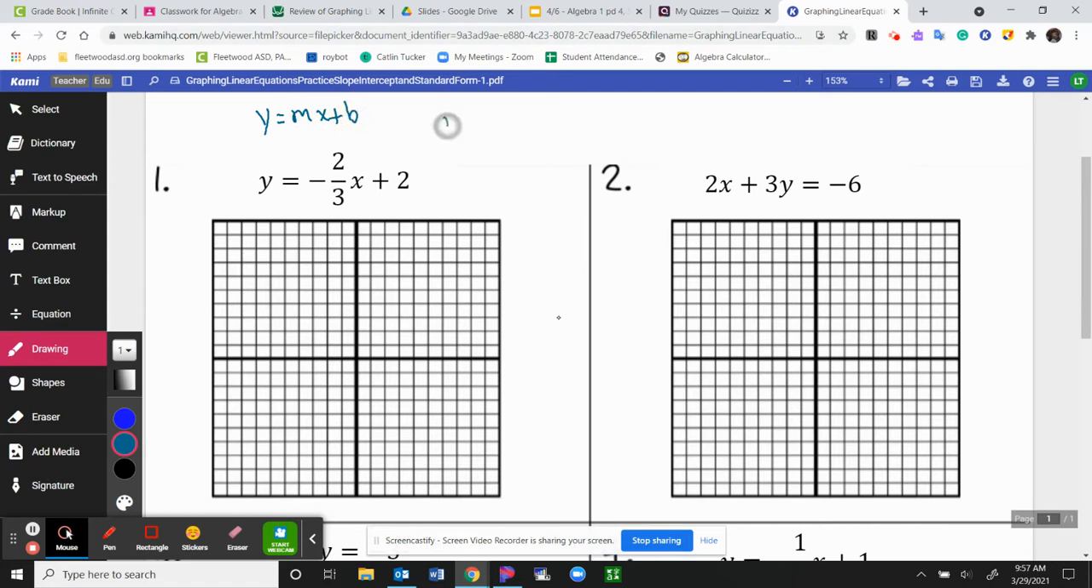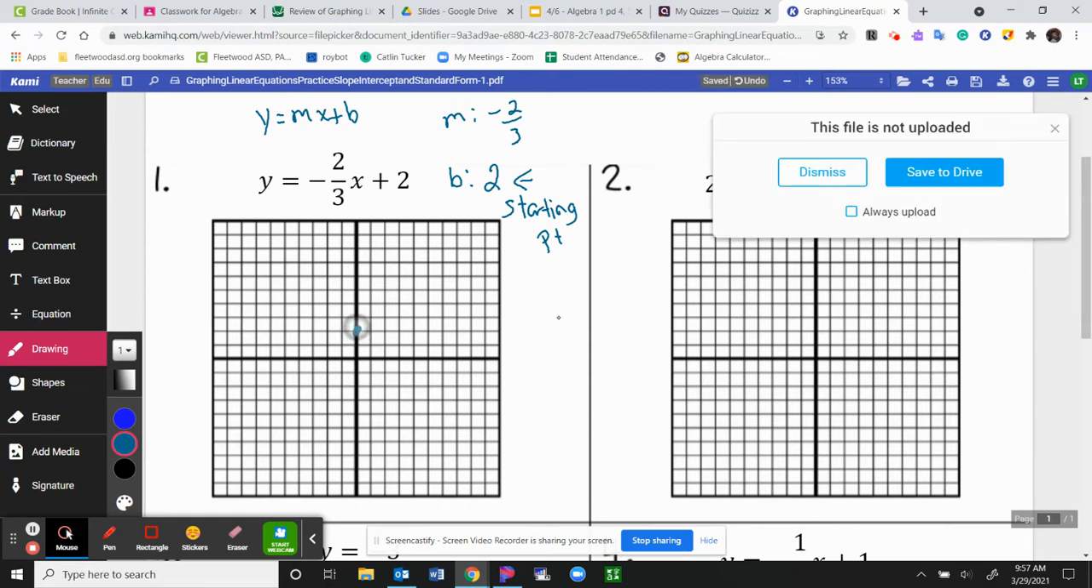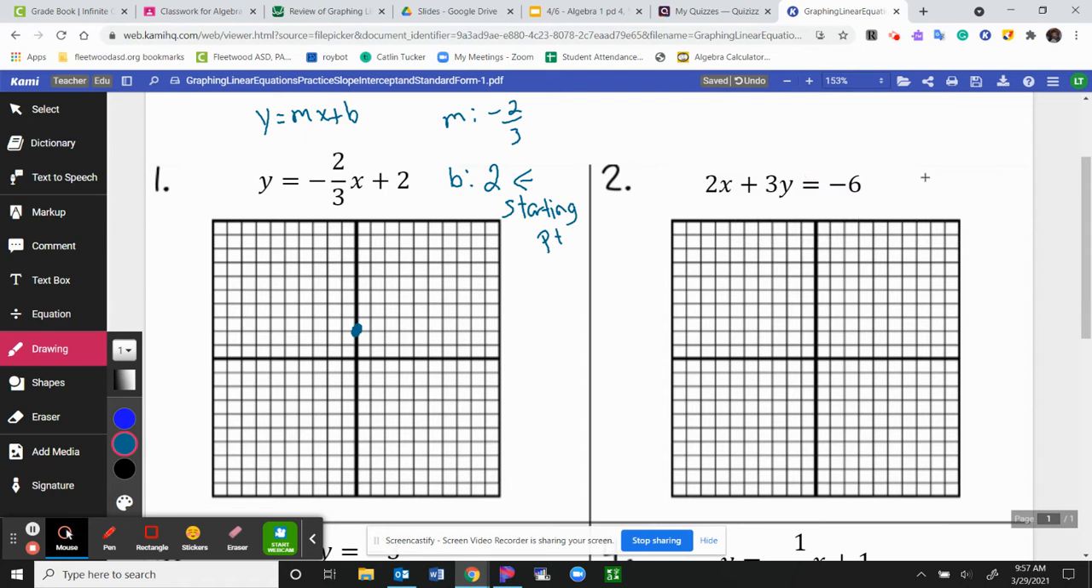So let's identify our slope and our y-intercept. Our slope here is going to be the negative 2/3, and our y-intercept is the 2. Our y-intercept here is always our starting point. Okay, so it's a y-intercept, so I'm starting at 2 on the y-axis. So we need to put the dot on the y-axis.